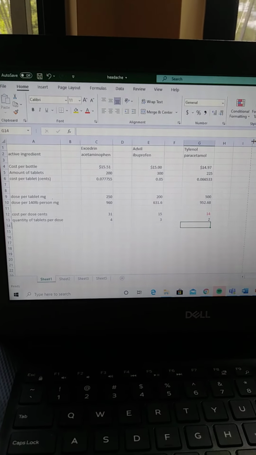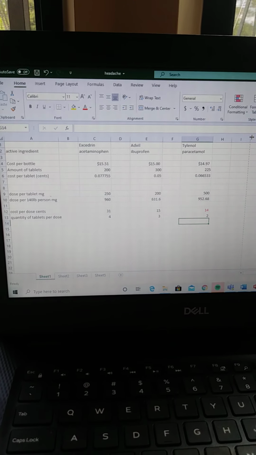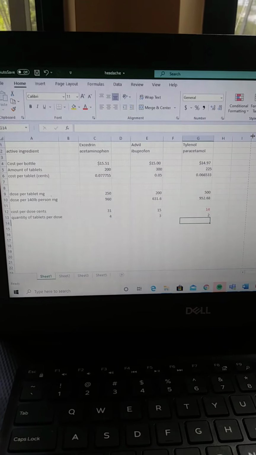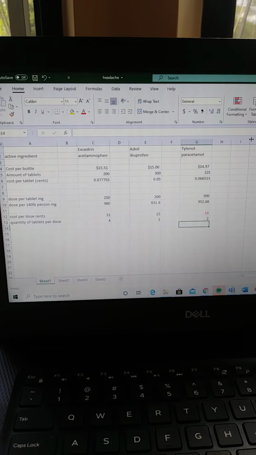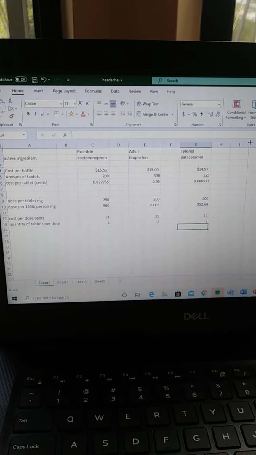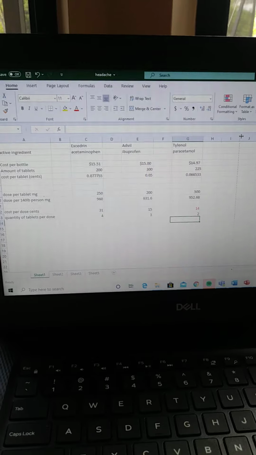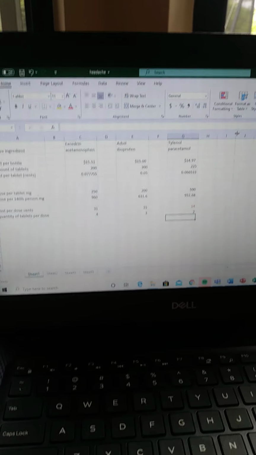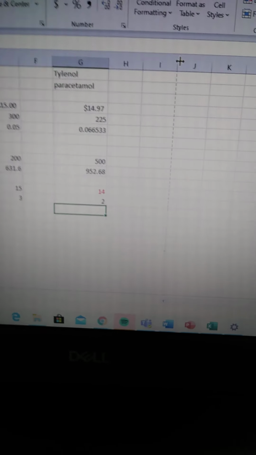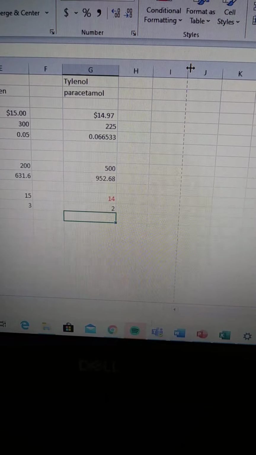Now, my printer is not working, but I'm going to do my best to explain this to you, as I put each problem of Excedrin, Advil, and Tylenol as a spreadsheet. As you can see, I've already come to my conclusion that because I am a cheap college student and I can't afford this headache, I'm going to take my least expensive option, which is the Tylenol. I'll try and zoom in. I don't have a tripod for my camera. So this is the Tylenol, and it comes down to 2 tablets for 14 cents.